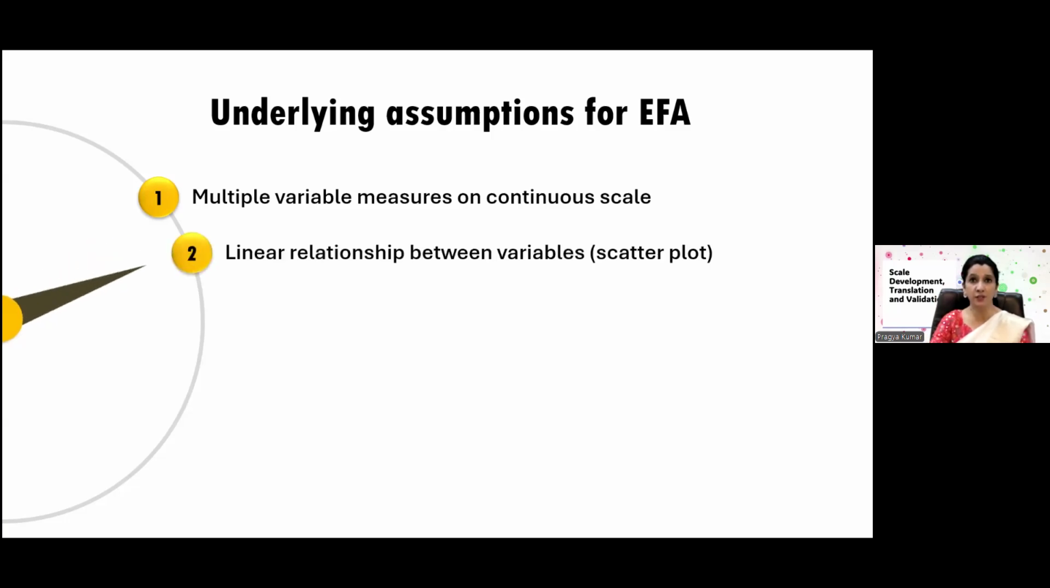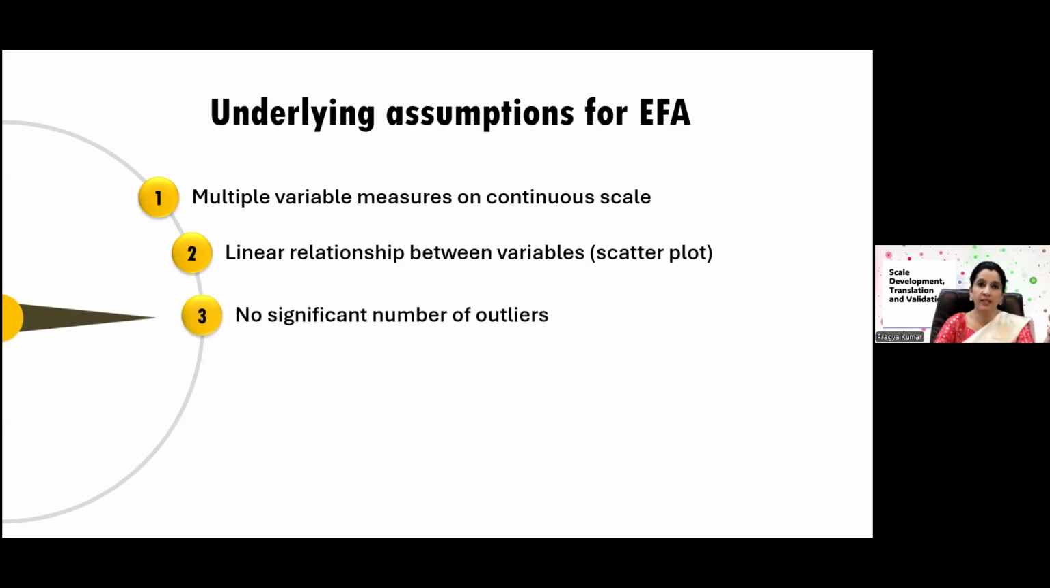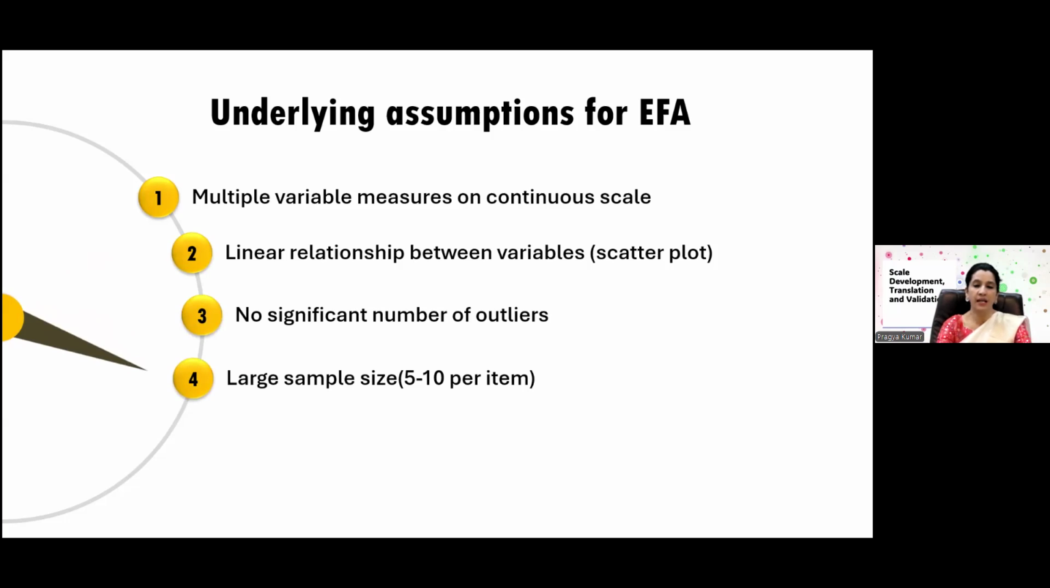There should be a linear relationship between the variables. By correlation or by scatter plot, you can see this. If the reliability has shown that there is a correlation, then you will see that this assumption is met. And there should not be a significant number of outliers. In the case of a Likert scale, you may find some outliers, but not too many. And if you have a large sample size, although we have written 5 to 10, remember 10 to 15. Then the next assumption is the sphericity and sample adequacy. We'll discuss this, the objective criteria.